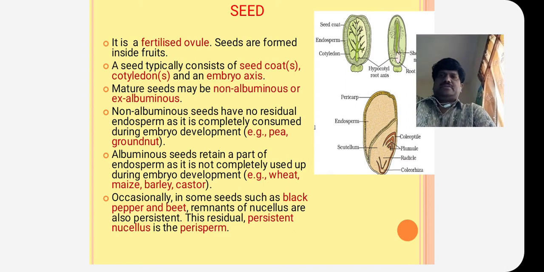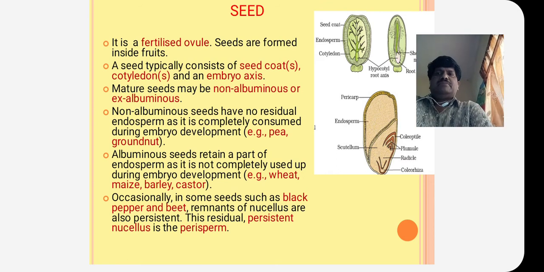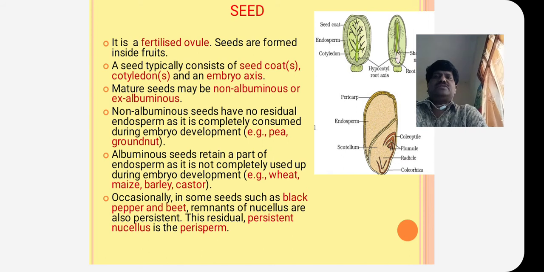In non-albuminous or ex-albuminous seeds, in the mature seed you cannot find any albumin or any endosperm, like groundnut, pea, gram. There you cannot find any endosperm. No residual endosperm is left in the mature seed like pea or groundnut. Such seeds are generally called non-endospermous seeds or non-albuminous seeds or ex-albuminous seeds.